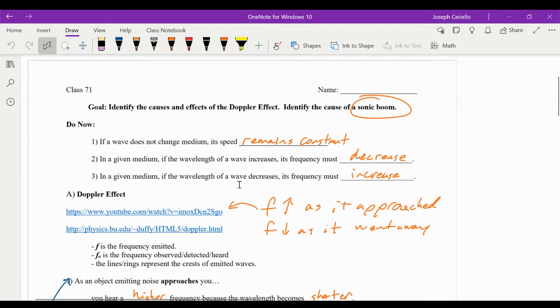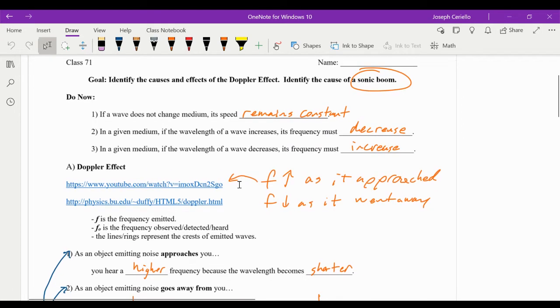Hi, everybody. Class 70, we're going to get into the Doppler effect a little bit, and one of its applications is the sonic boom. So, just a couple things to review.